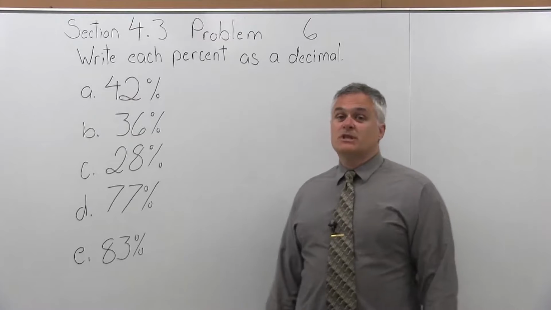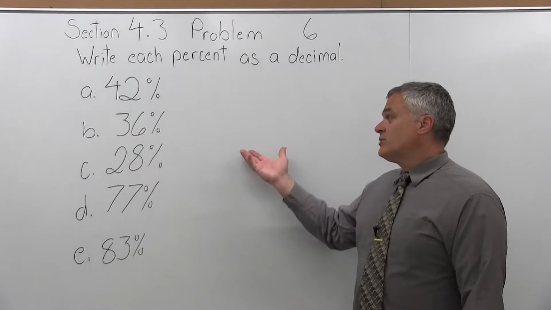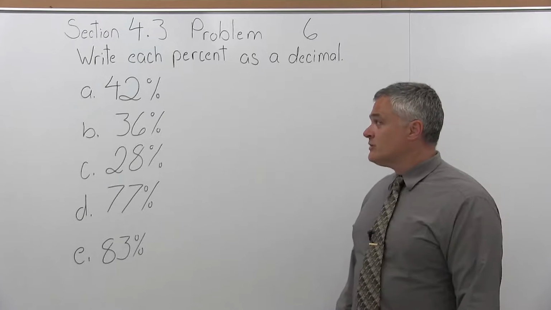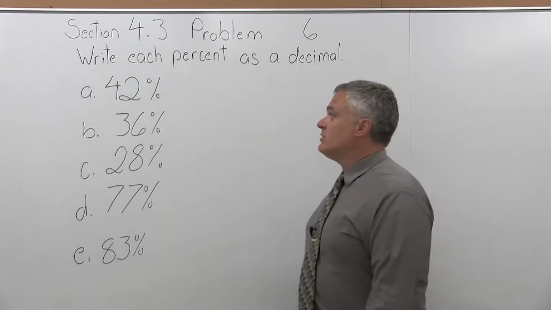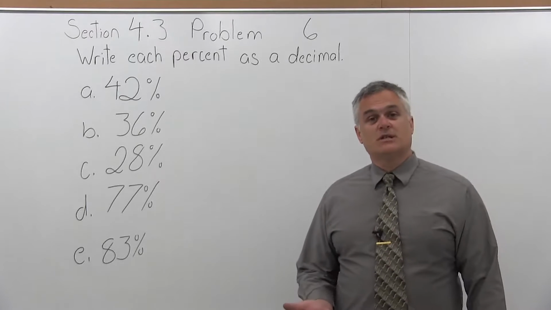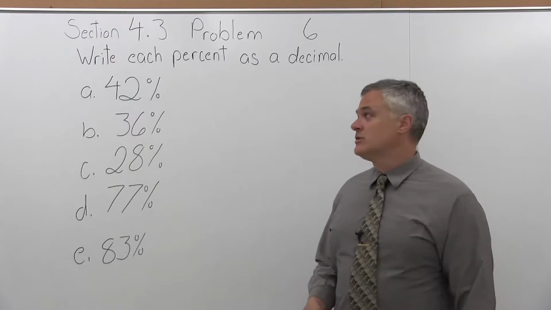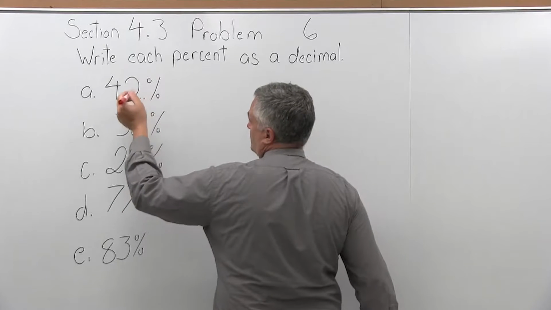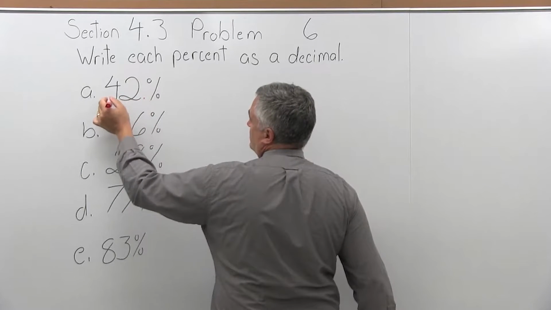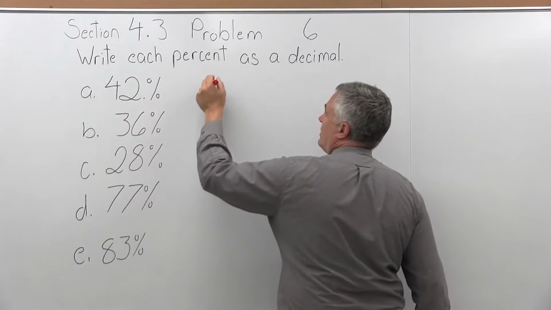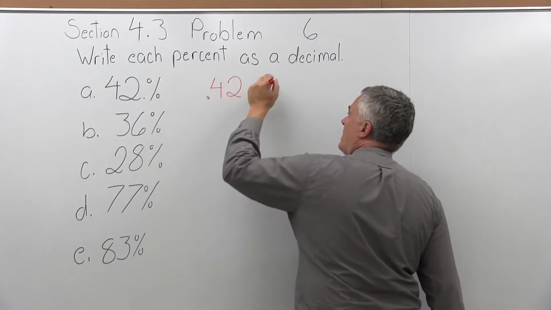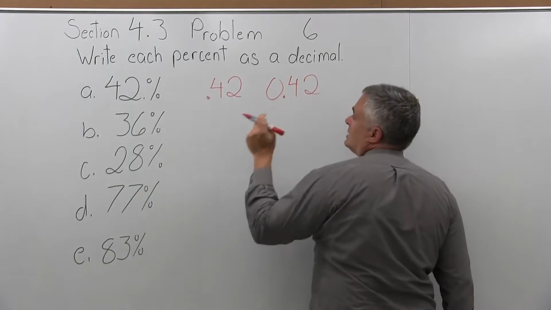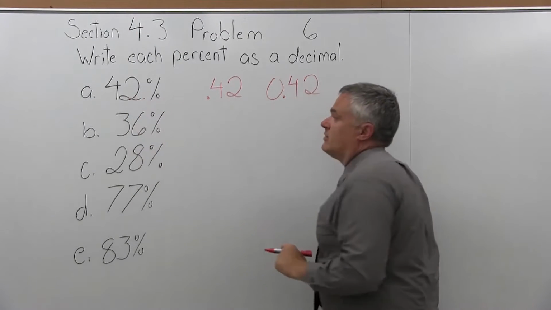It says write each percent as a decimal, and we have 42%, 36%, 28%, 77%, and 83%. So the first one, 42%, what you want to do to convert a percent to a decimal is take the decimal point where it's written and move it 2 positions to the left. So for 42%, there's no decimal point written, but you can assume it's at the end. And if you go 2 places to the left, it becomes 0.42. And if you like, you could write .42 or 0.42. It's the same. So 0.42 and 42% are equivalent.